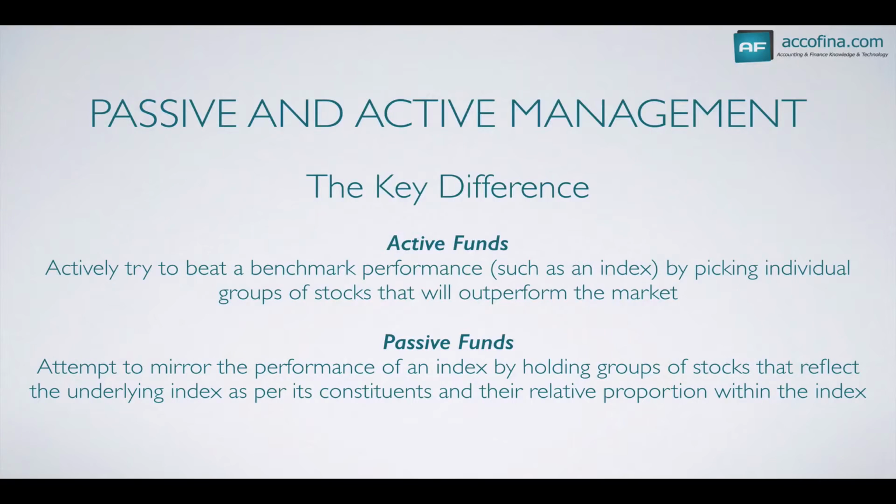On the other hand, there are passive funds. And passive funds attempt to mirror the performance of an index by holding groups of stocks that reflect the underlying index as per its constituents and their relative proportion within the index. So if we talk about the S&P 500 again, a passive fund would try to match the same returns of the S&P 500 by holding 500 stocks, all of the stocks in the S&P 500. So it would effectively be a mirror of that same index.